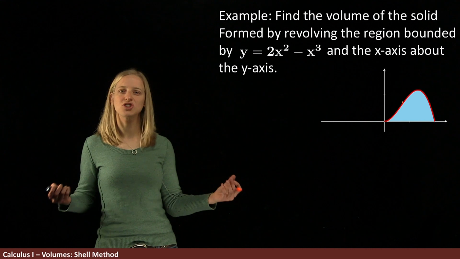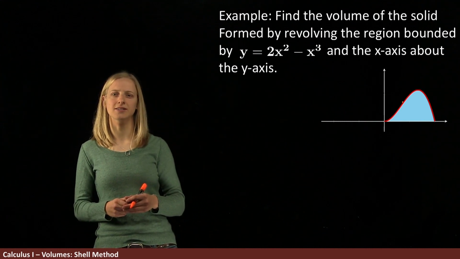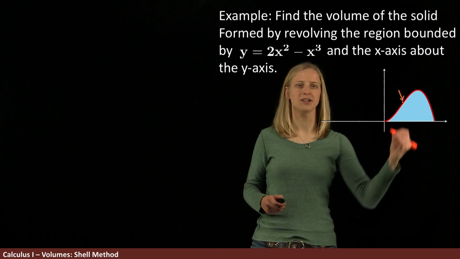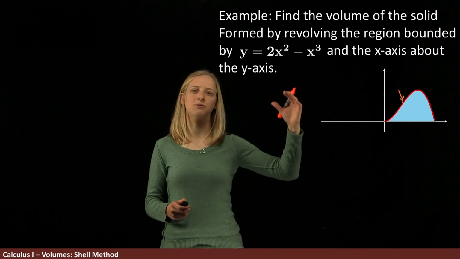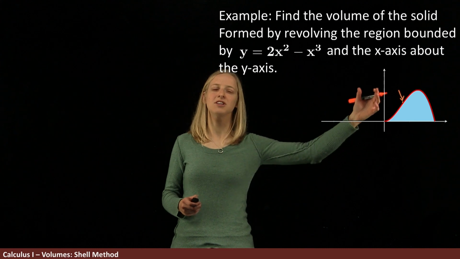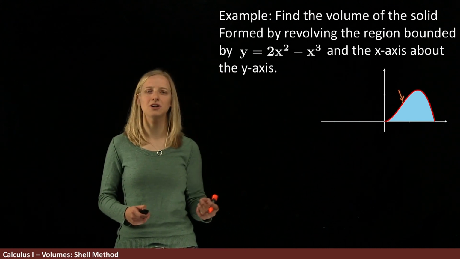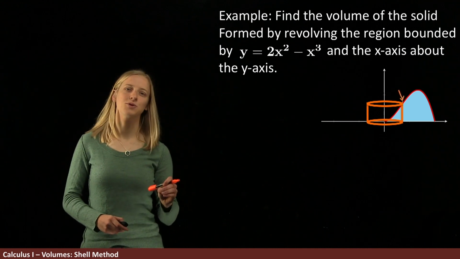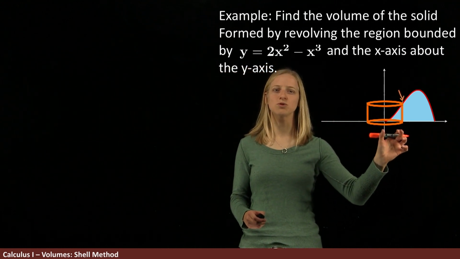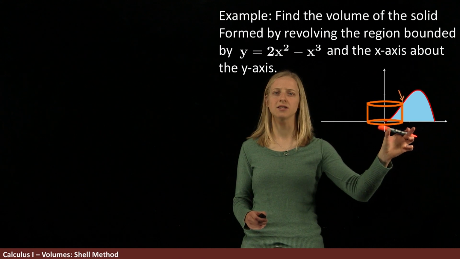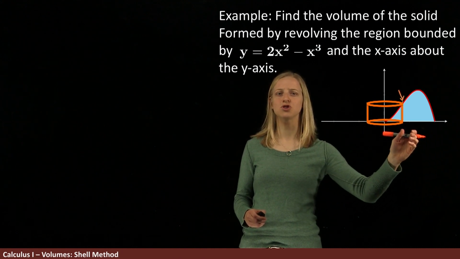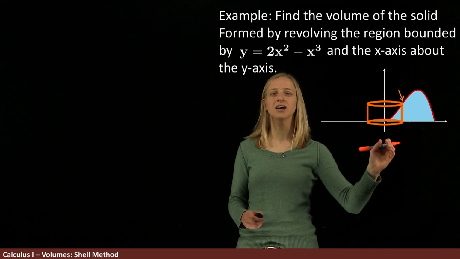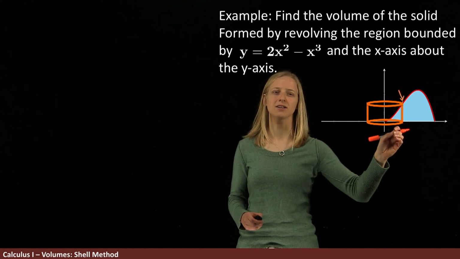To understand what the shell looks like when we revolve it about the y-axis, we're going to choose a point, say this point right here, and revolve that point about the y-axis. And we're going to then draw a cylinder from that. So what you should end up getting is something like this. Now, one thing to note is that this cylinder's radius depends on the x. It really depends on where you draw that cylinder, what point you choose along the x-axis. And the height also depends on the x.